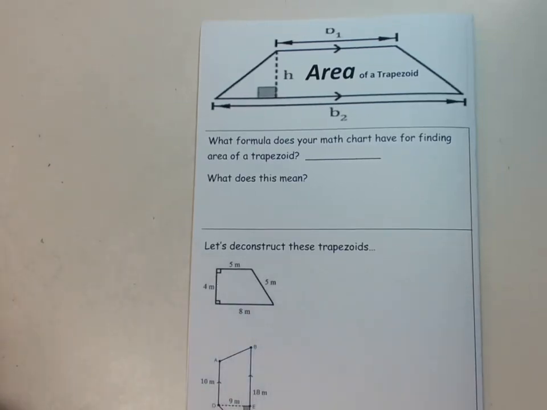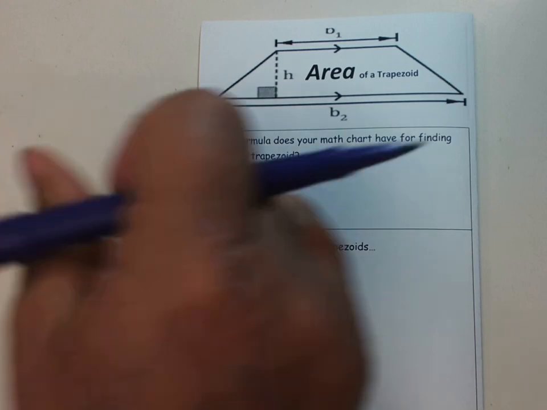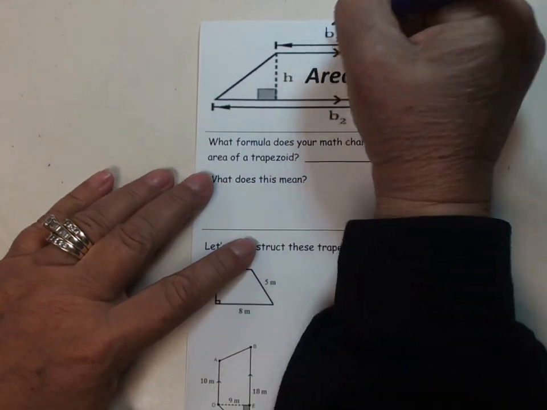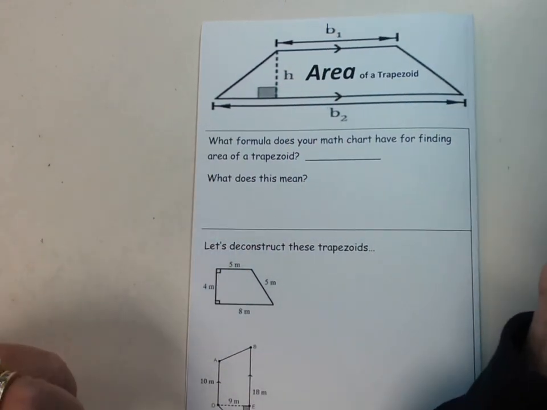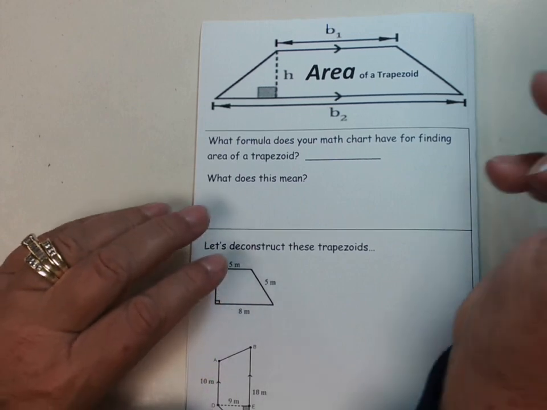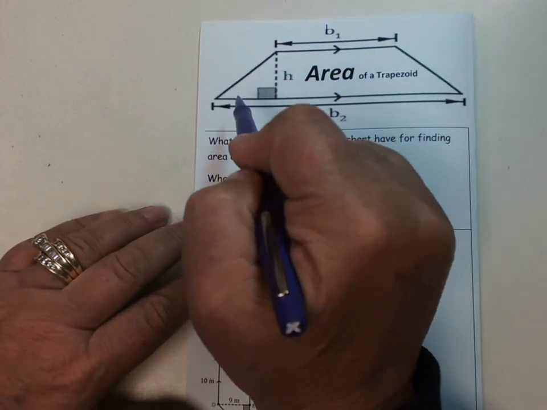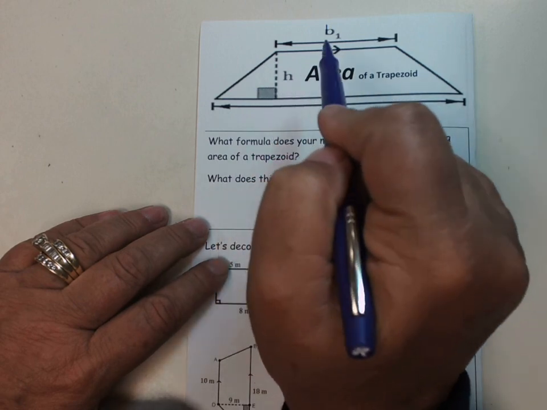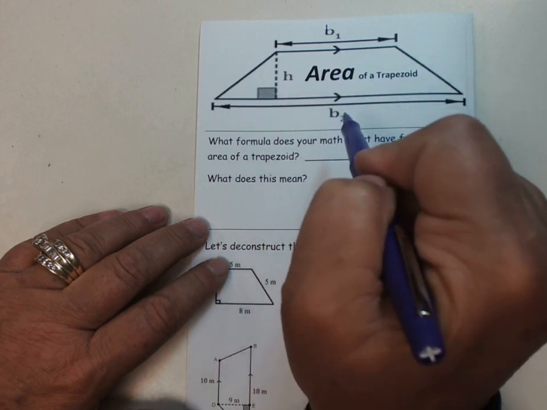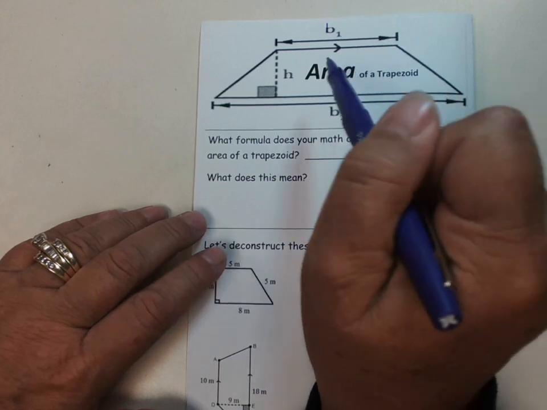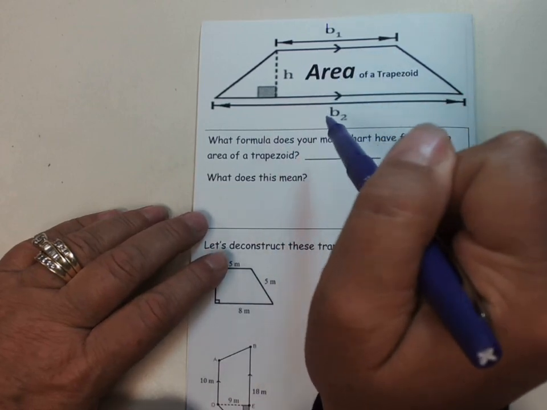All right. So this is the last shape that we have to do in 6th grade. Area of a trapezoid. So a trapezoid, by definition, has one set of parallel lines. We call those the bases. Base 1, base 2. Notice those are on the bottom.